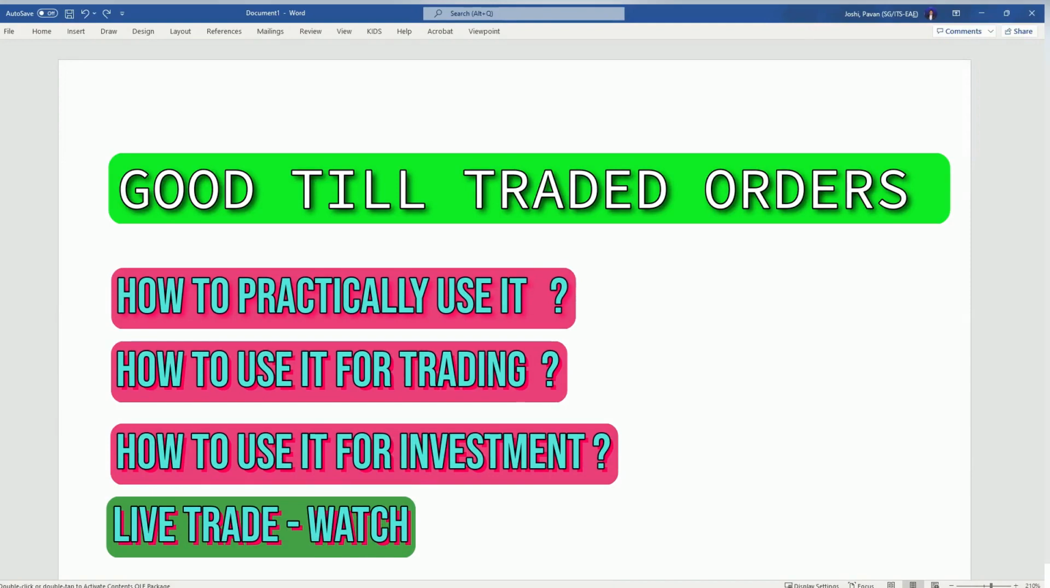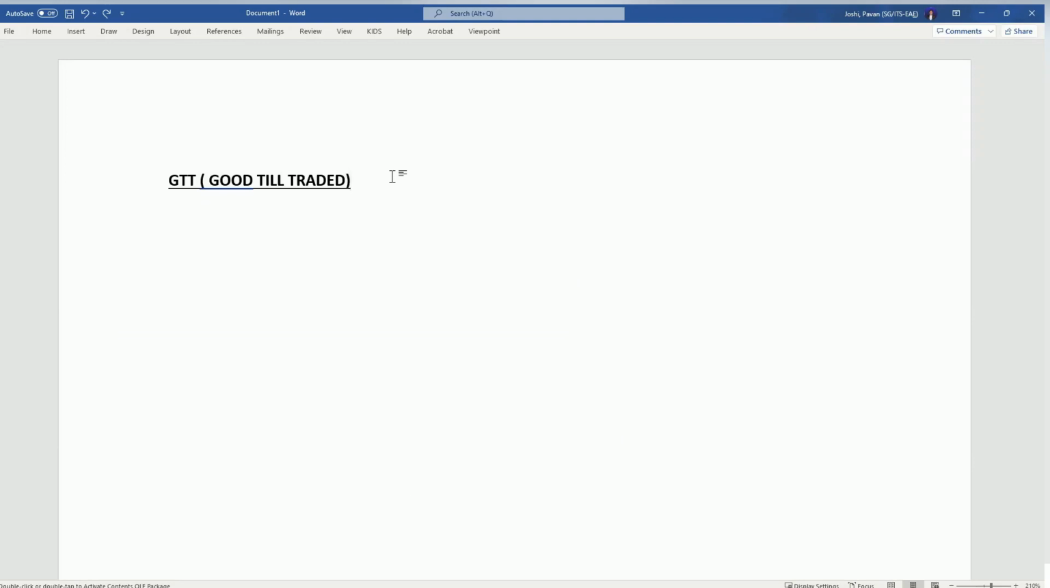Today I am going to discuss an important order type called Good Till Triggered orders. Good Till Triggered orders are very useful if we are working professionals, because we can plan our trades and execute them. We can make an entry and exit even without being available at the system. The system will automatically take care of entry and exits. Let's discuss this in detail.